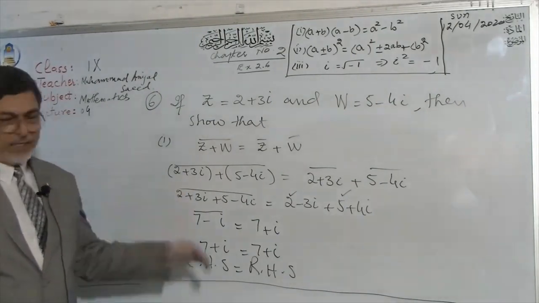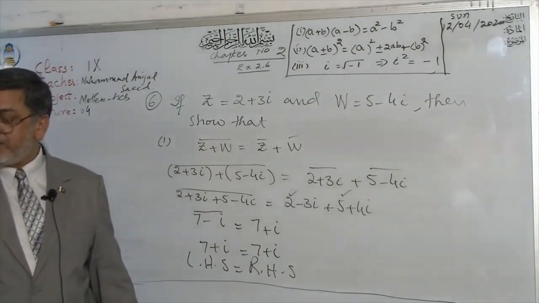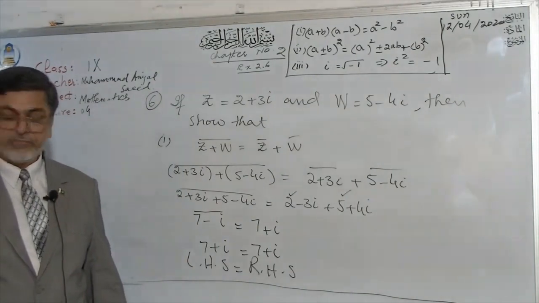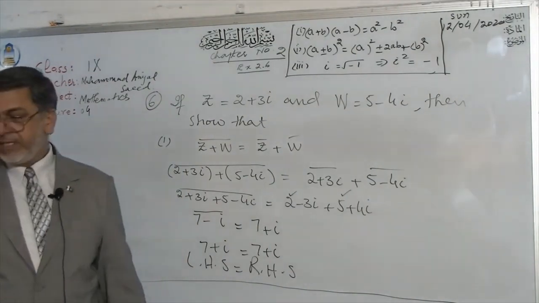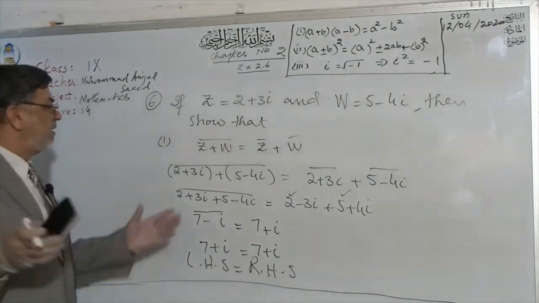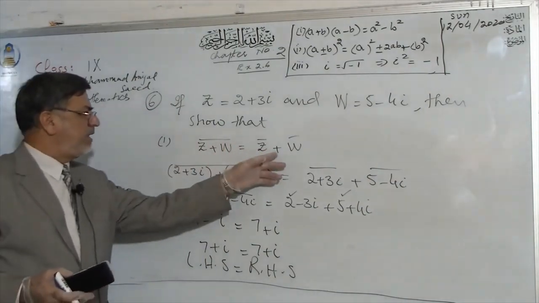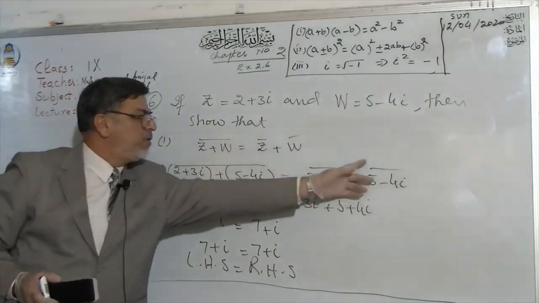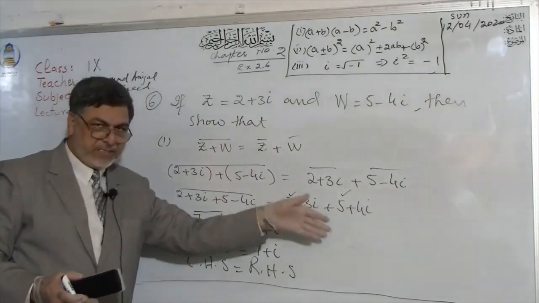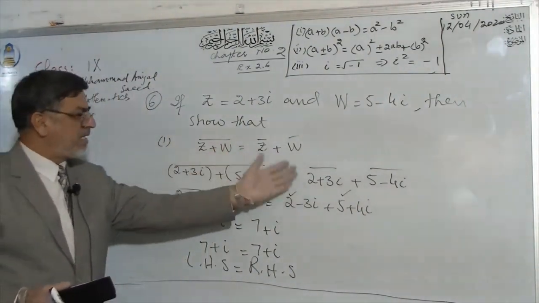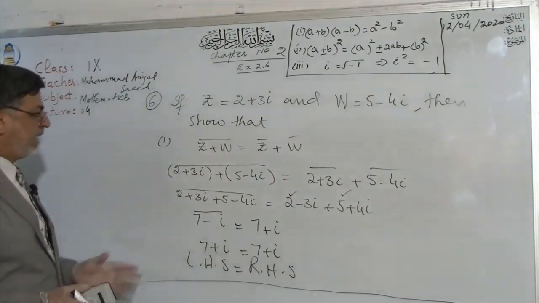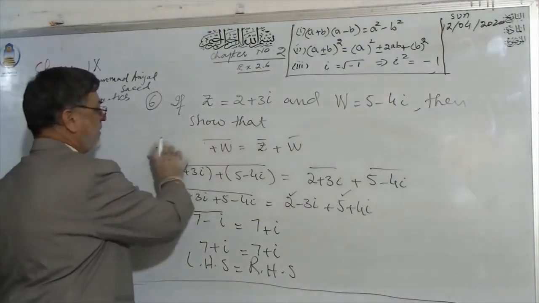Similarly, you can do the second part. In the second part, you have the negative sign between them, and simply you will apply the brackets, open up the brackets and then change the sign. In this way, you simplify it.